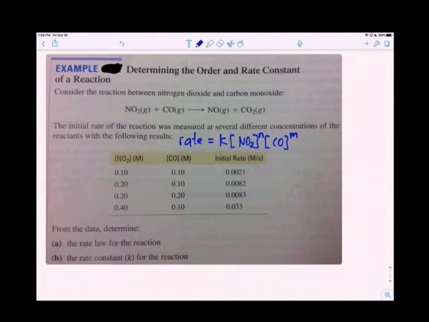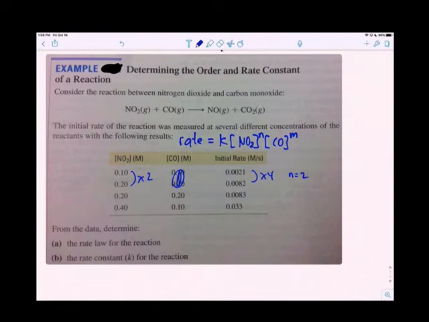All right, so we can solve this two ways. The first thing we have to do is figure out what n and m are, so the overall rate law for the equation, and then the rate constant. You can start by doing what's called inspection. Notice the carbon monoxide stays the same. This one goes up by a factor of 2, and this one here goes up by a factor of 4. This means that n equals 2.